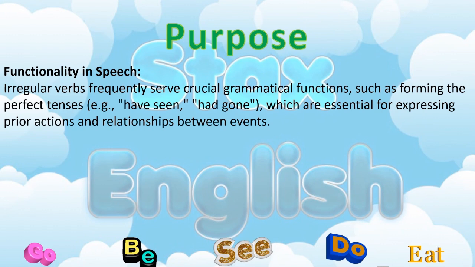Functionality in speech. Irregular verbs frequently serve crucial grammatical functions, such as forming the perfect tenses, for example, have seen or had gone, which are essential for expressing prior actions and relationships between events.